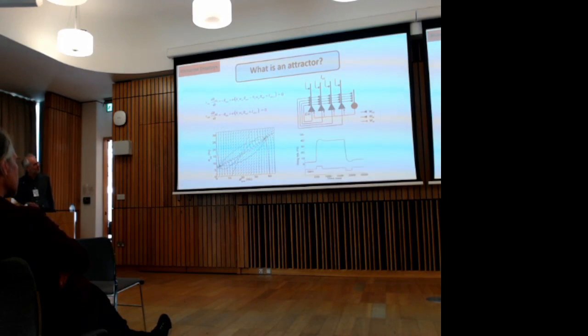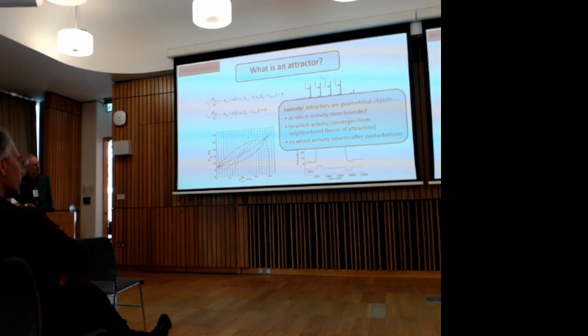Loosely speaking, some of you might recognize that this has for some decades been advertised as a very simple model of working memory. A stimulus can push the system back and forth between these two fixed point attractor states. Loosely speaking, attractors are geometrical objects at which activity stays bounded and to which activity converges from some neighborhood, which is the so-called basin of attraction, here separated by this dashed line.